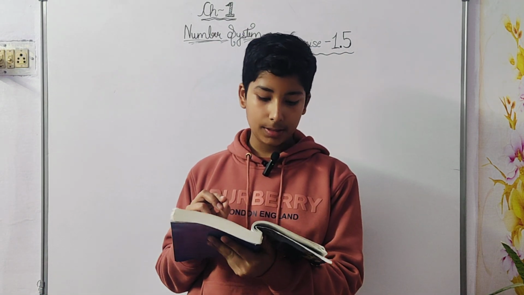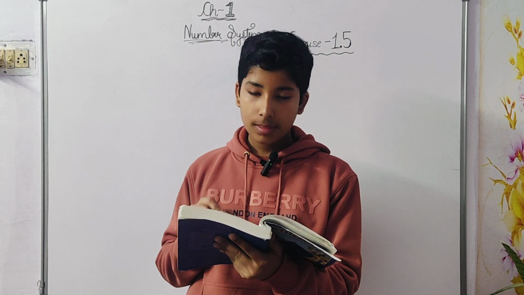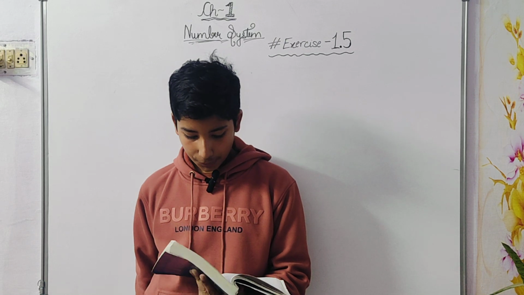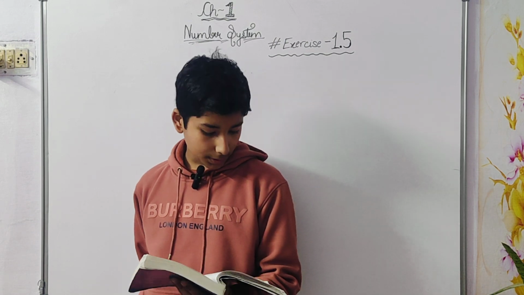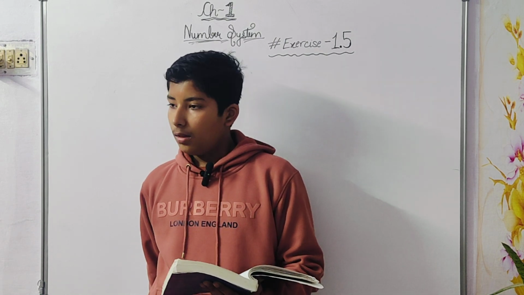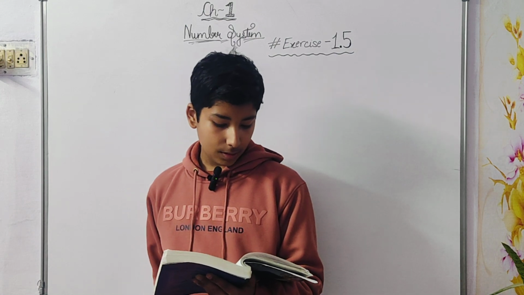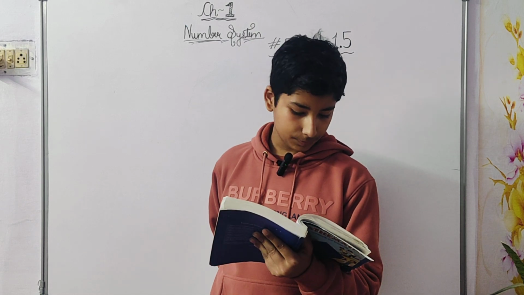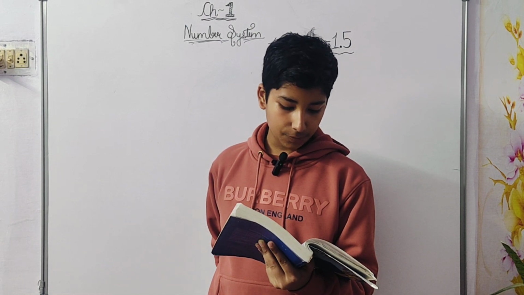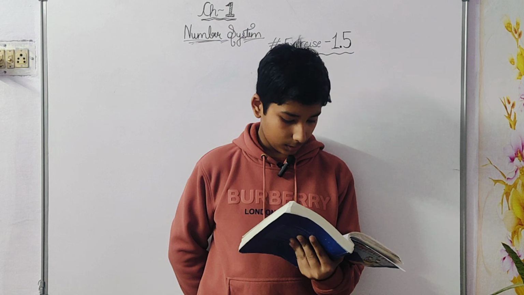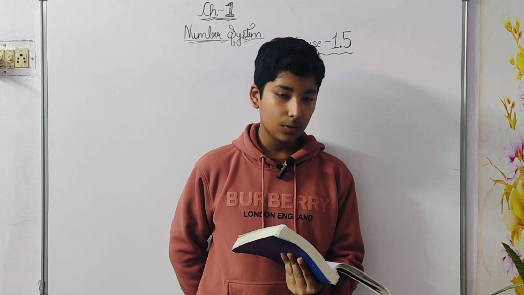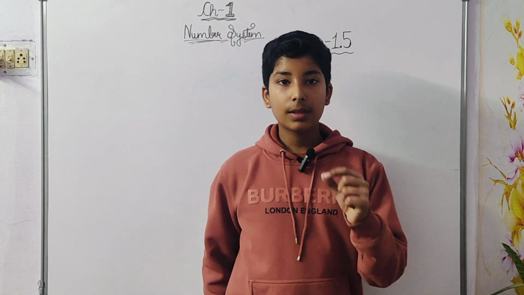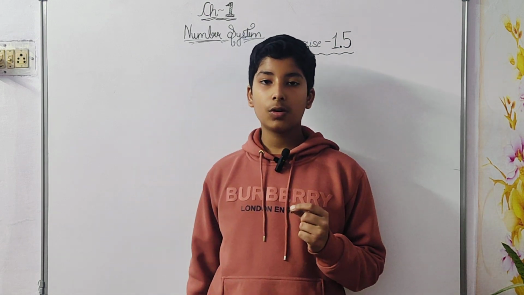Recall, pi is defined as the ratio of the circumference, denoted as C, of a circle to its diameter, denoted as D. That is, pi equals C upon D. This seems to contradict the fact that pi is irrational. How will you resolve this contradiction? So our answer will be no. This contradiction cannot be resolved.